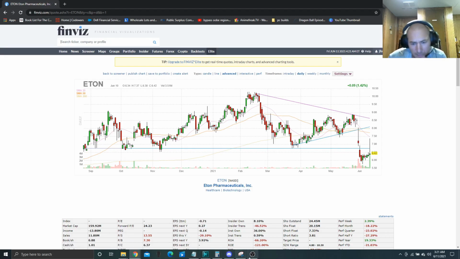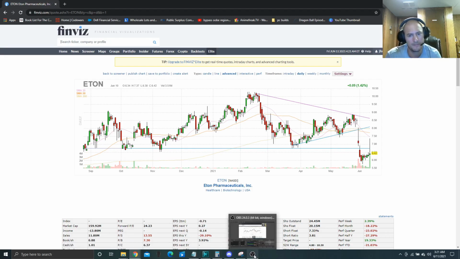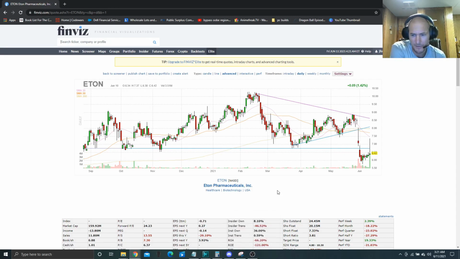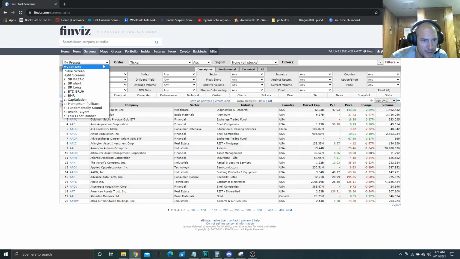So that's going to about cover it for the Finviz stuff here. I think in our next video, we're going to actually go over the scans that I look at. So I'm just going to go ahead and tell you the 3 that I use more than anything are going to be this SR break, SR short, and the SR long, because support resistance trading is really my go-to thing.